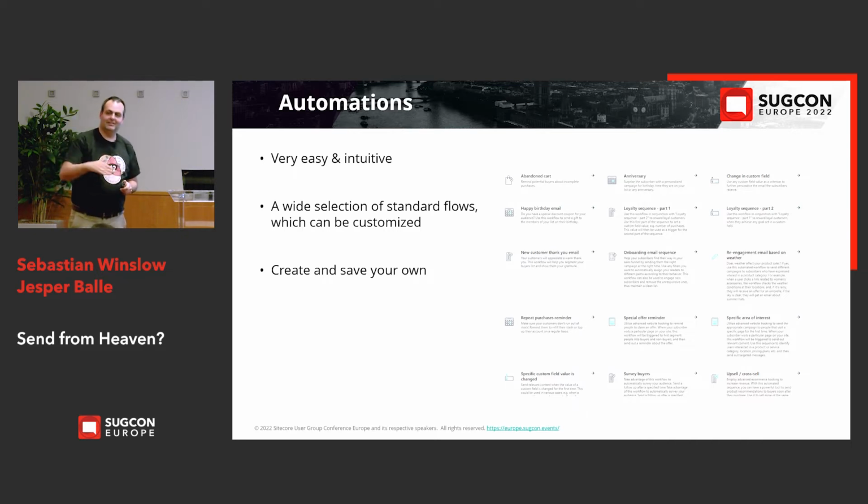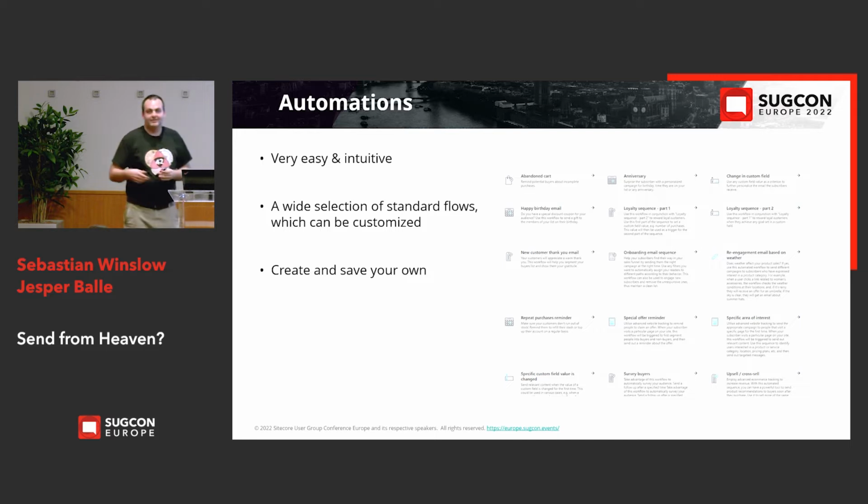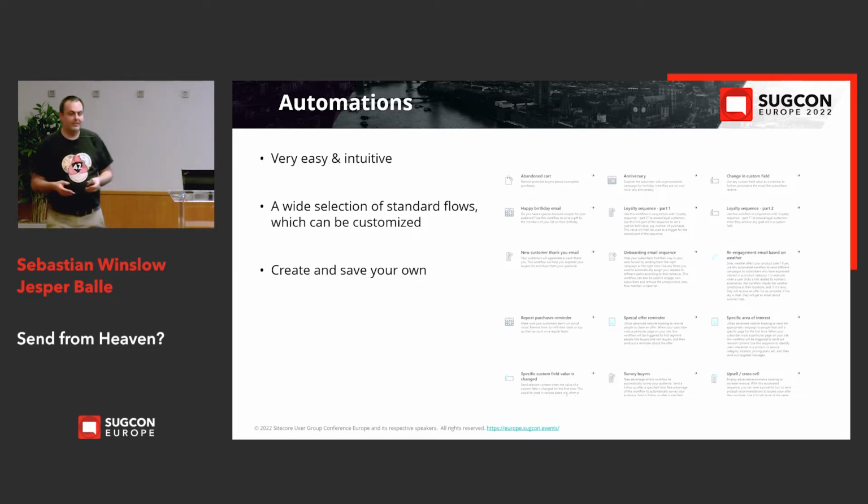which are, let's say, 80% of the flows that clients are typically asking for, that are already done. It's just click on a button, go in, perhaps change a value or two, and then you are going. They can all be customized, so it's just a starting point. And when you have customized it, you can save it and transfer it to other accounts as well, if needed. But you can also create your own and say, I want to have something which is nowhere here.